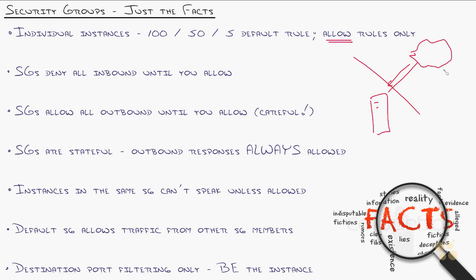So if this guy, let's just say, goes to the Windows Update, I'll just put WU. This is a Windows machine, and it's going to Windows Update to download the latest patches for the operating system. I do not have to go to the security group and create a rule to allow Windows Update back in because security groups are stateful. Outbound responses are always allowed. So when something is responding to an outbound request, it will be allowed in.